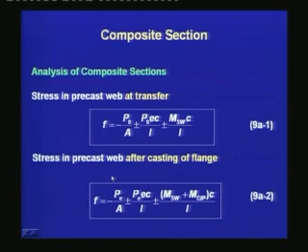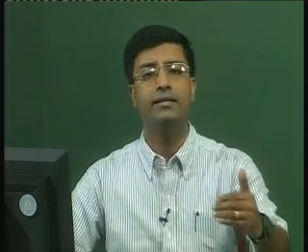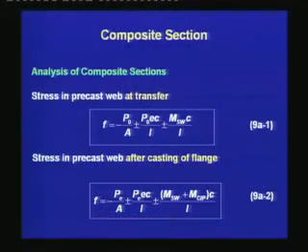The stress in precast web after casting of flange has certain differences. First, P0 has dropped to Pe due to the long-term losses, because usually there is a time difference between the pre-stress transfer and the cast-in-place flange construction. If the time difference is more than a month, then we can assume that the pre-stress will have substantial loss and it will drop down to the effective pre-stress. The other difference is that the moment term now includes not only the self-weight of the web, but it also includes the weight of the cast-in-place flange.